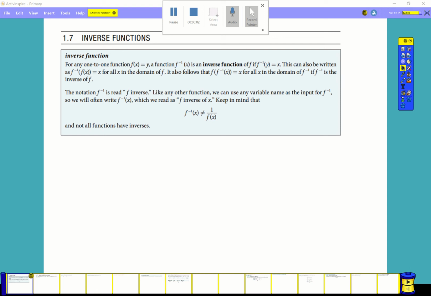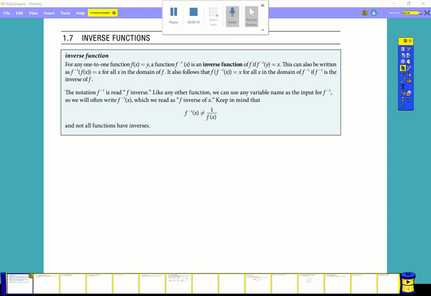Welcome to Unit 1, or Chapter 1, Section 7. This is the last video in Unit 1, so it's the last video in the introduction chapter. And we're going to go over inverse functions.